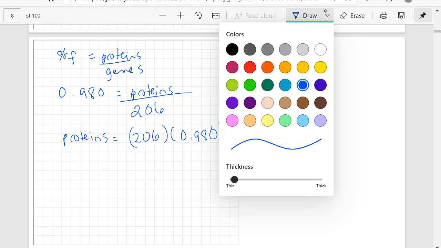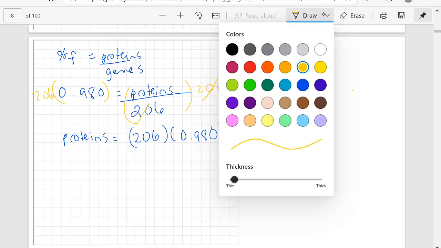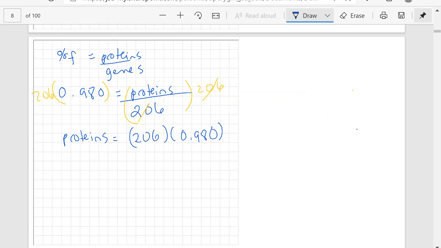I could even do that here real quick in case you get confused on that. So I'm multiplying both sides by 206, and then the 206 cancels out. And then I've got the proteins is equal to 206 times 0.980, which is equal to 201.88. And we get that down to 3 sig figs, that's 202. That means we have 202 proteins coded by those 206 genes.